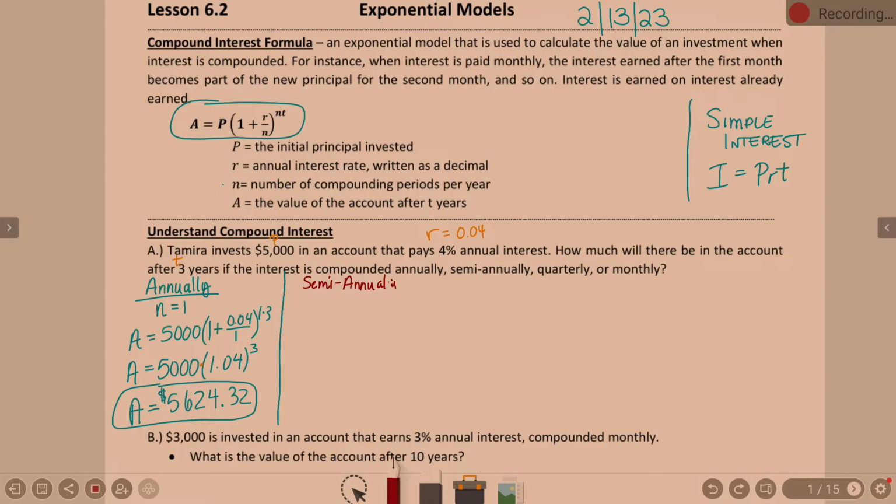Okay. Again, if you need calculator help, let me know. Let's get that taken care of now so you can practice it. Right, that's your final answer for annually. Okay, what about semi-annually?